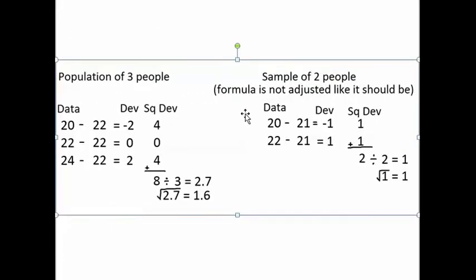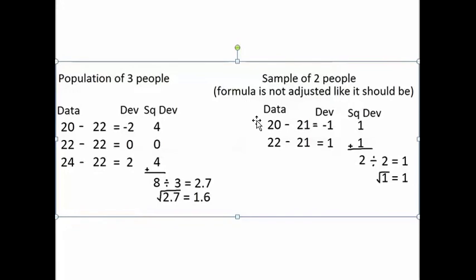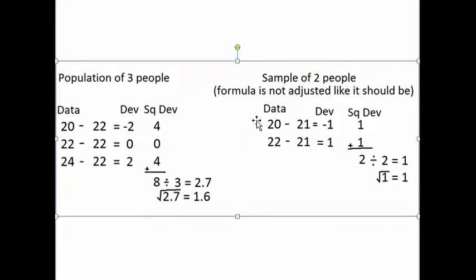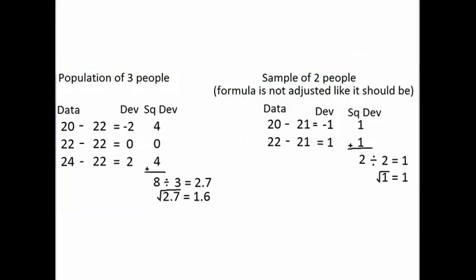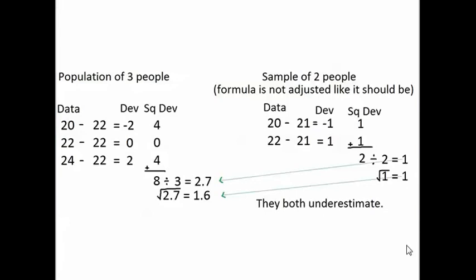And what's happening is we can see that the variance of our sample, which came out to 1, underestimated the population variance of 2.7, and the sample standard deviation of 1 underestimated the population standard deviation of 1.6. Both values underestimated the entire population.